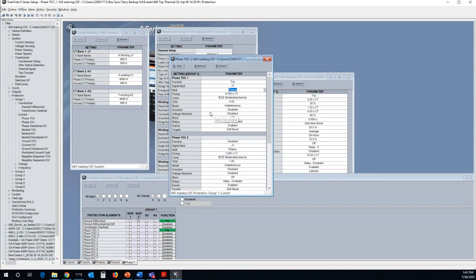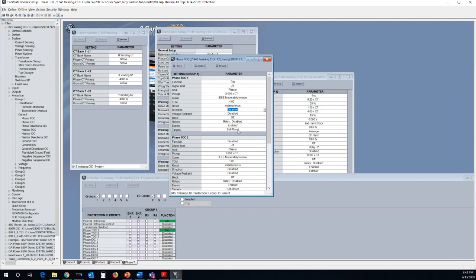So again, I can set this as a directional element. I'm going to leave this disabled. So that means it will be a non-directional element. Anytime the current gets over that 8 times CT, it will pick up regardless of the direction. If this were at a generating station, I might be interested in setting a voltage restrained overcurrent, because my voltage might collapse to a large degree when I strike a fault. That's especially important at generating stations or other places where my voltage might collapse to the point that I don't have enough current. I'm going to leave that disabled at the moment.